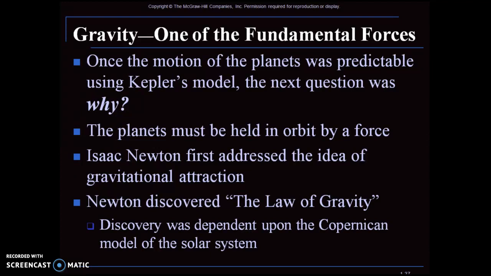Gravity is one of the fundamental forces. Once the motion of the planets was predictable using Kepler's model, the next question was why. Why are the planets moving like that, and why in elliptical orbits? The planets must be held in orbit by a force, without which the planets would hit each other or fall on each other. So there is some sort of force which is keeping them in orbit.